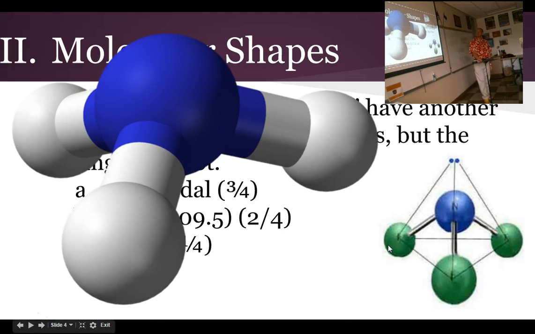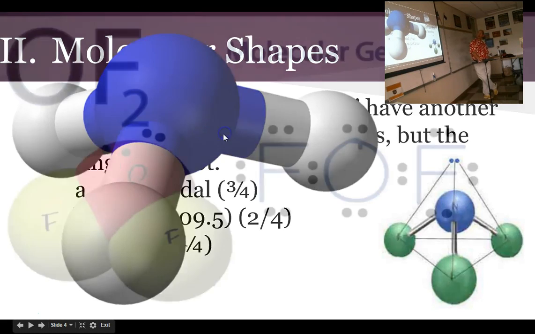So some more pictures. This is a picture of a pyramidal molecule, and it has three atoms bound to a central atom. But the reason that it's not a flat shape is because there's still a set of electrons up here, and so they still push themselves away. Okay.